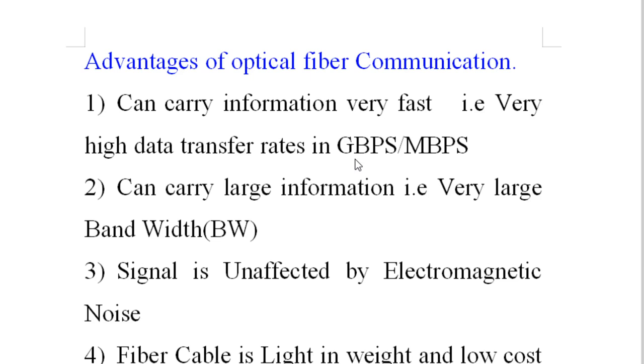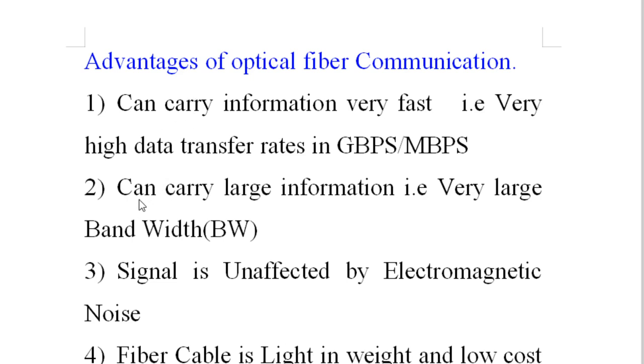And the velocity of light is 3 into 10 raised to plus 8 meter per second. And therefore it is said that the fastest way of communication is the fiber optic communication. And this information rate is in Gbps and Mbps, gigabits per second and megabits per second. Nowadays it is in Tbps and Gbps, terabits per second and gigabits per second. So it has also gone into petabits per second.